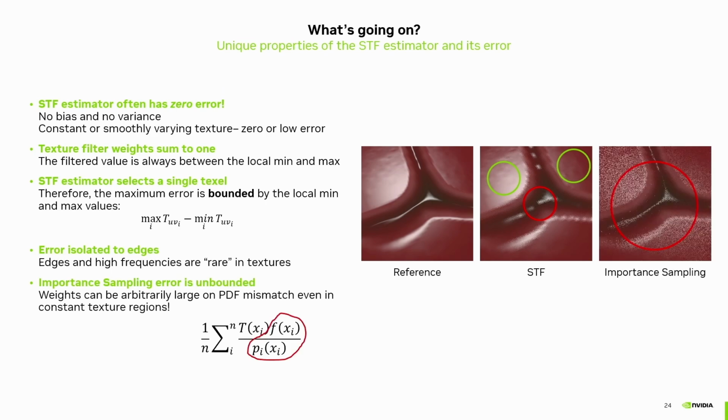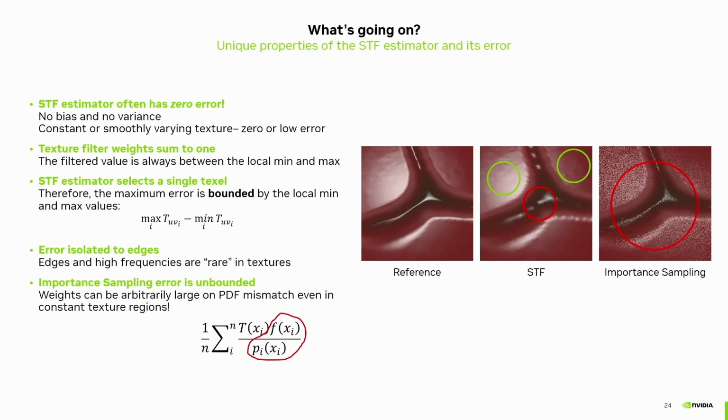By contrast, importance sampling error is unbounded. Here we have this division of the filter function over the probability function, and because we know that neighboring pixels have different probabilities, this value is unbounded. It can be arbitrarily small or arbitrarily large, meaning that now those weights will not sum to 1, even in constant regions, and this causes noise. So how do we fix this?